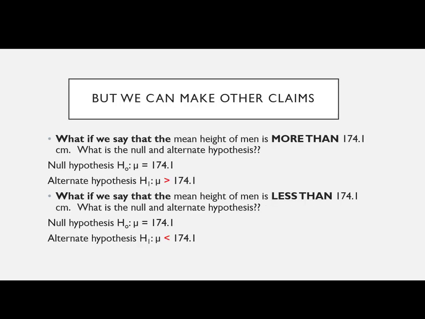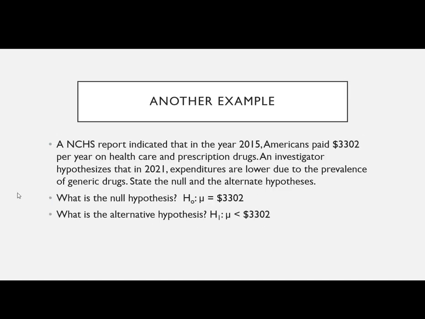But we can make other claims. What if we say that the mean height of men is more than 174.1 centimeters? What is the null and the alternate hypothesis here? So the null would be H sub 0 colon mu is equal to 174.1, and the alternate is that H sub 1 or H sub a colon mu is greater than 174.1. What if we say it's less than? Well, this is easy. It's mu is equal to 174.1 in the null, and the alternate is that it's less than 174.1.